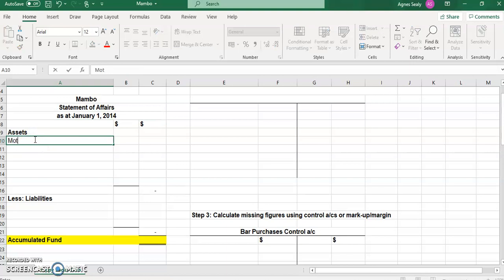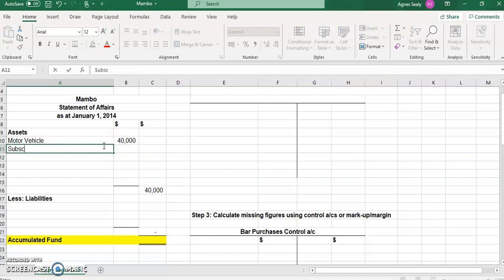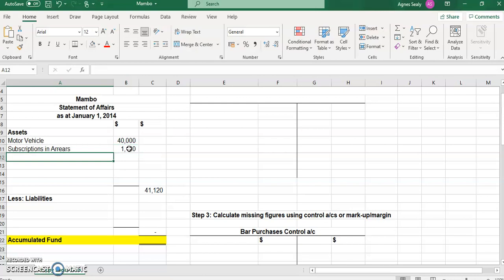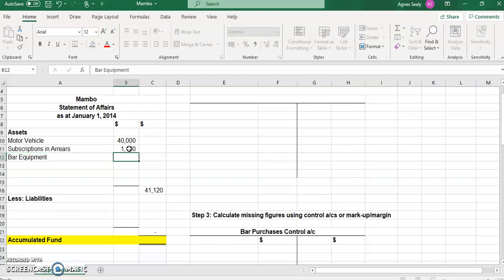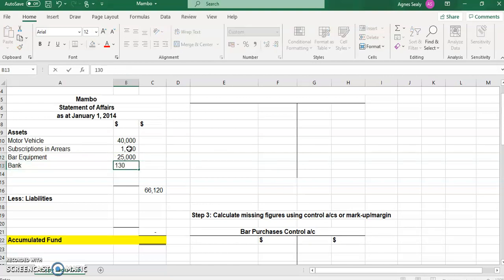We have motor vehicle, and the amount for that is $40,000. We have subscriptions. Remember, subscription is a revenue account. So any subscription in arrears will be an asset, $1,120. We have bar equipment. I'm not listing in an order. I just want to know my opening accumulated fund. $25,000. Bank, $13,060.